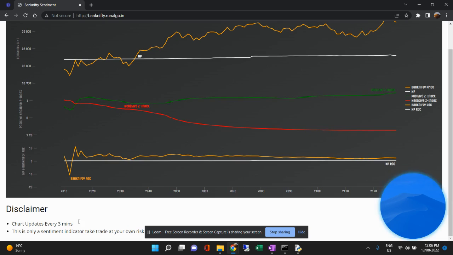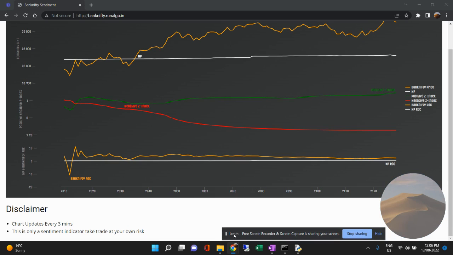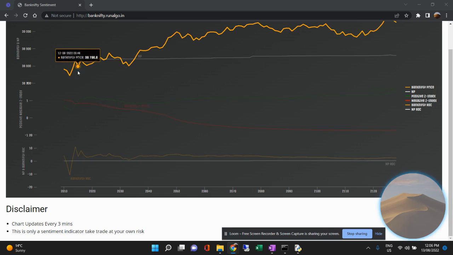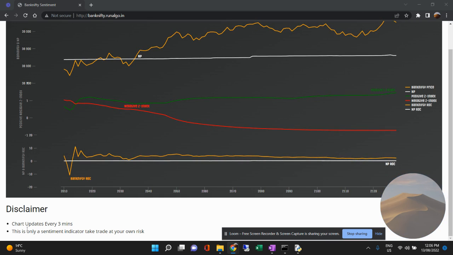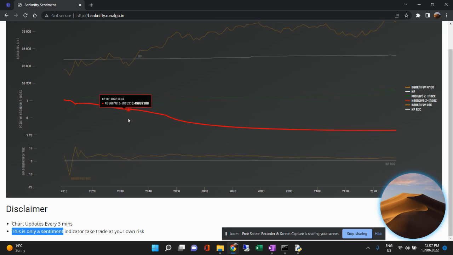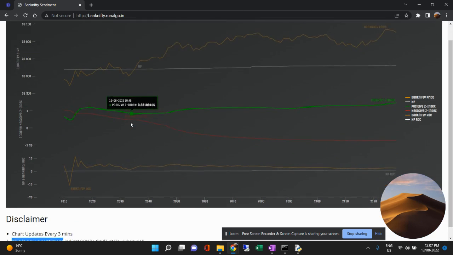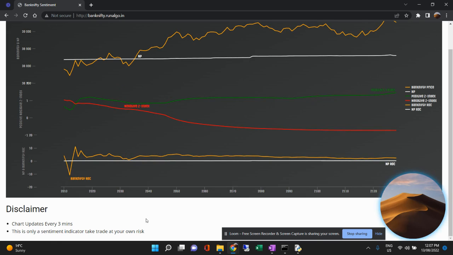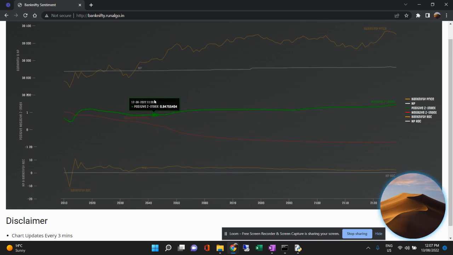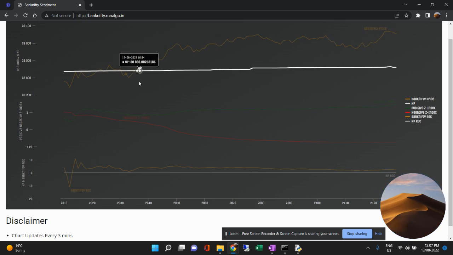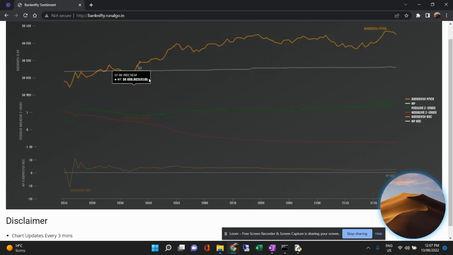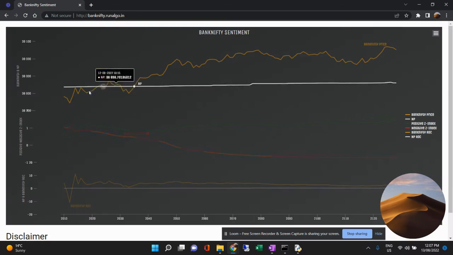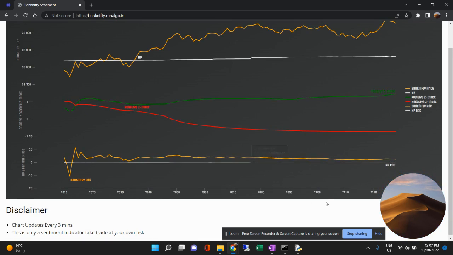But there is a disclaimer: this chart only updates every 3 minutes, and this is a sentiment indicator. So take trades at your own risk and don't take massive trades based only on this. If you have your own strategy, you can use it as support to back your strategy up. But don't take huge trades and hope for it to come up and blow up your account.